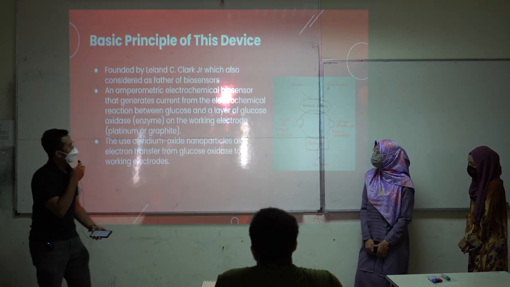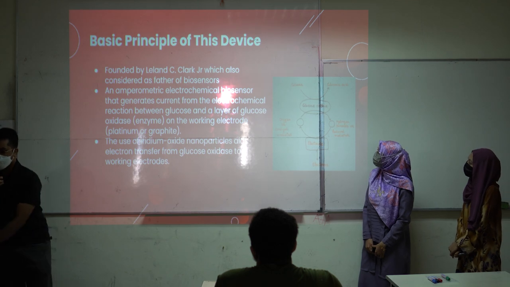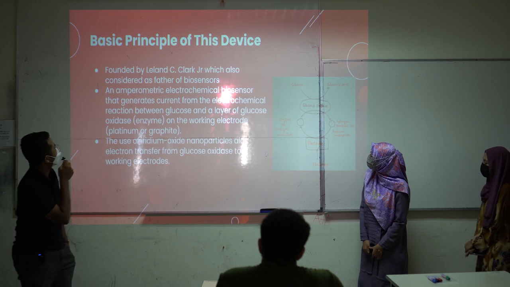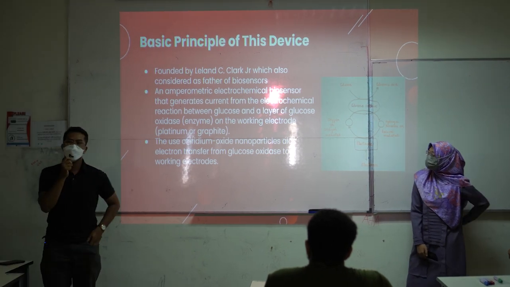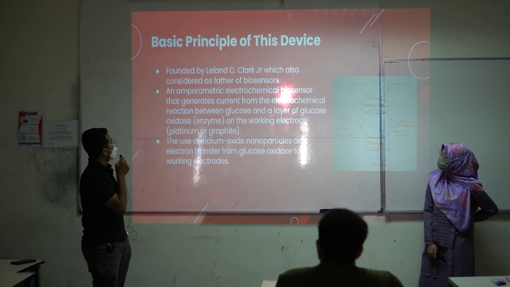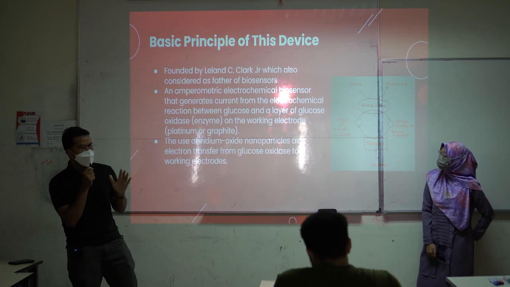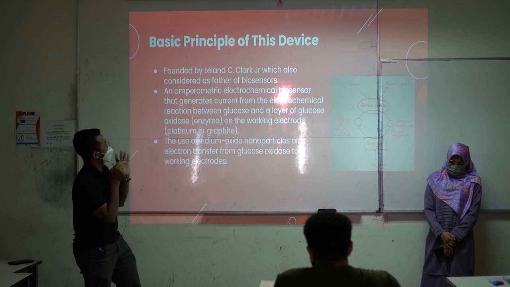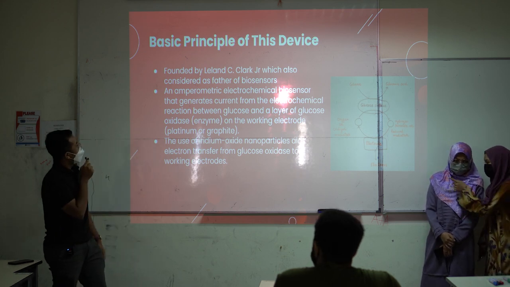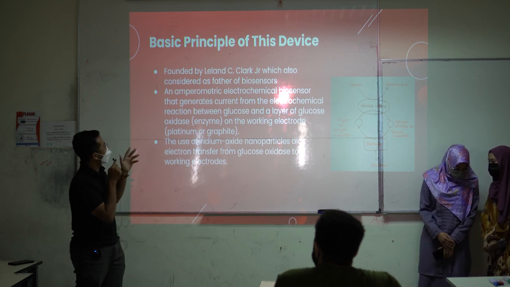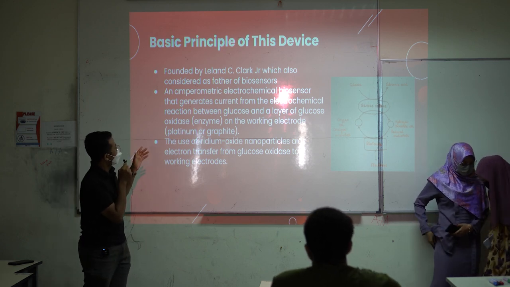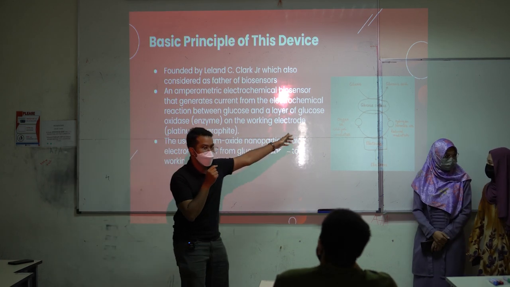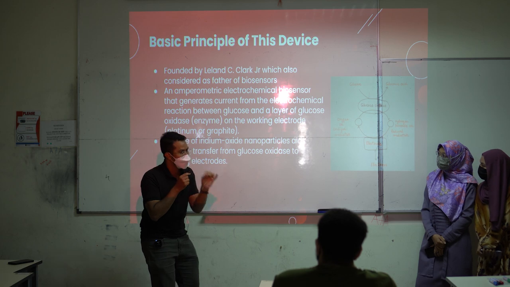Okay, so the first glucose biosensor was founded by Leland C. Clark, who is also considered the father of the biosensor. Basically, a glucose biosensor is an amperometric electrochemical biosensor that generates current from the electrochemical reaction between glucose and a layer of glucose oxidase. Glucose oxidase is an enzyme. Oxidase, you know, ase is enzyme.